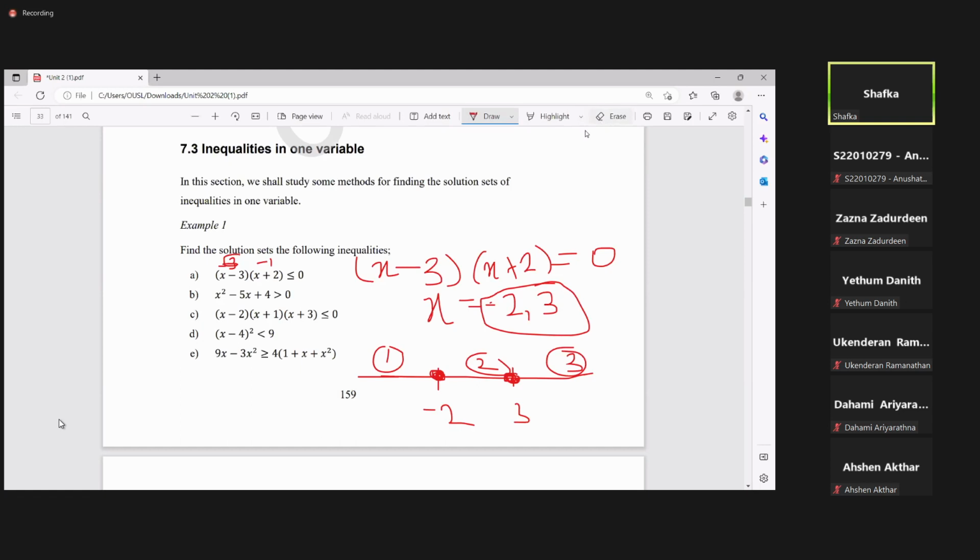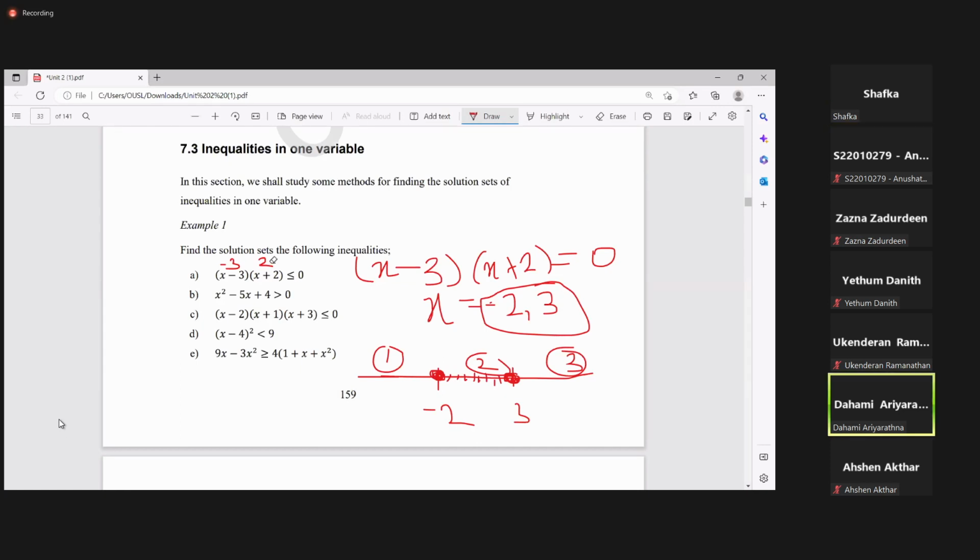What about the second region? We can take any number between minus 2 and 3, so take 0. What happens to the first factor? Minus 3. The second one? 2. The multiplication is minus 6. Does that satisfy the inequality? Yes. So we can mark this region. What about region 3?